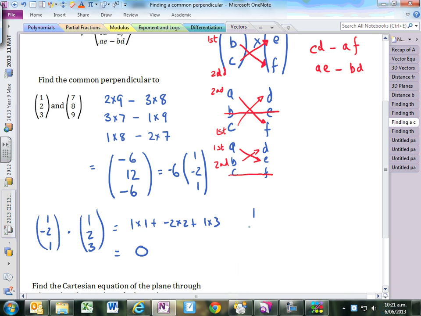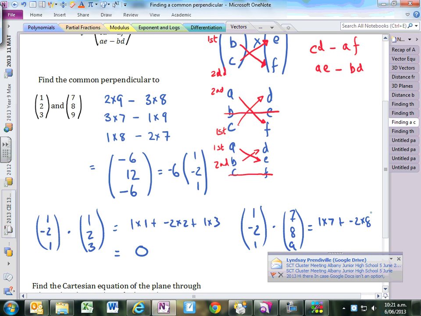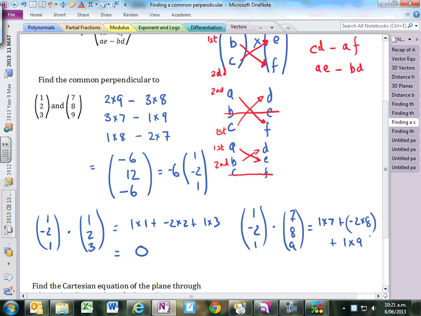Try it on the other one. 1, minus 2, 1 dot 7, 8, and 9. That's going to give me 7 times 1 plus minus 2 times 8 plus 1 times 9. 7 and 9 make 16, minus 16 once again comes down to 0. So we've got this vector that's perpendicular to the two.